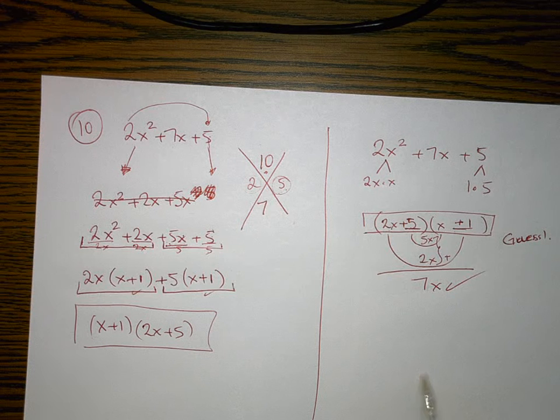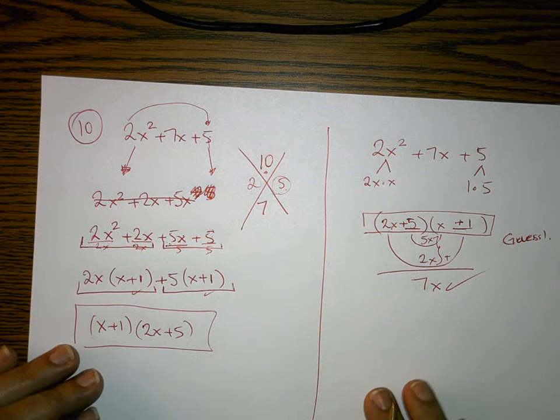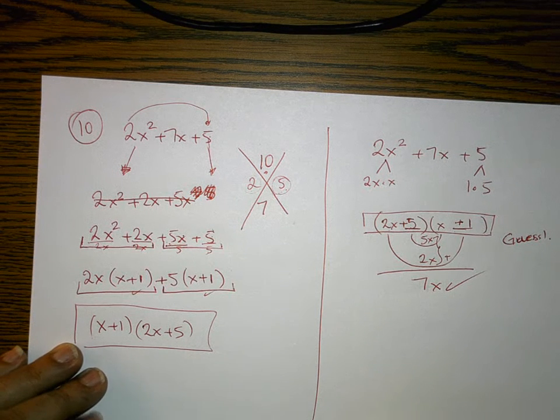So pick one method. Don't bounce back and forth between two types of methods. Pick one, stick to it, and just make the best out of it. Practice, practice, practice. Okay? So that is your factoring skills.